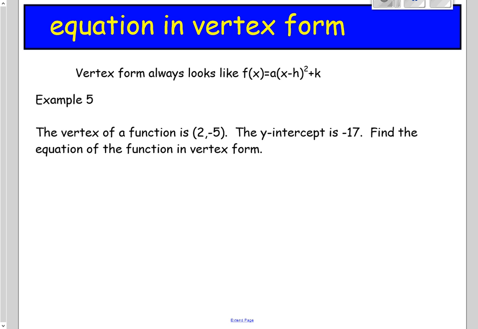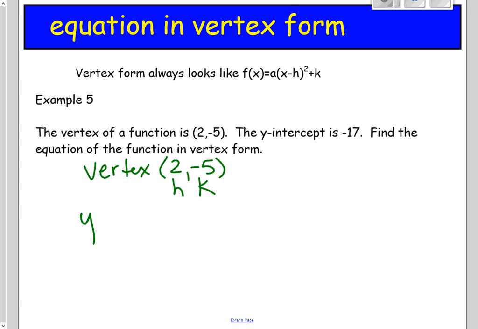And the vertex of a function is 2 comma negative 5. And the y-intercept is at negative 17, which is 0 comma negative 17. Okay, find the equation of the function in vertex form. So if you have your vertex, 2 comma negative 5, this is your h value and this is your k value. So notice your h value is going to go back into the bracket. So it's going to change signs.